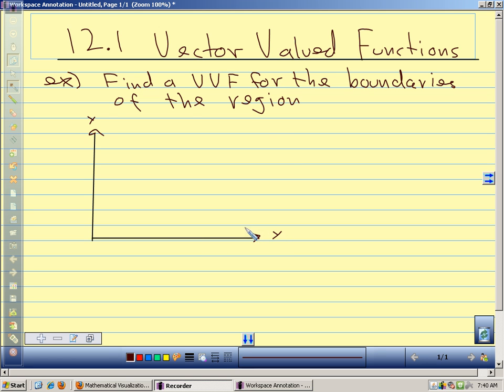So here's our region. We're at the origin here, and we're going over here. This should be x, to x equals 10. And then the other side of our region is here. And we have a curve here. And our angle here is 45 degrees. And this portion is x squared plus y squared equals 100. So we want a vector valued function for this boundary.